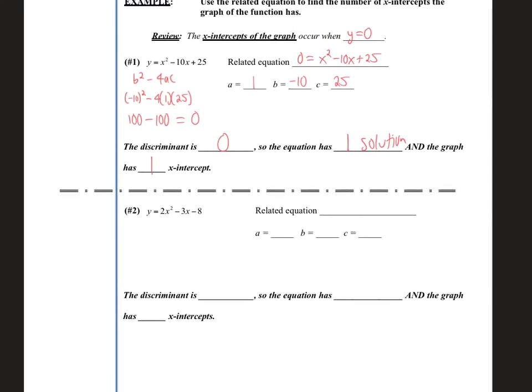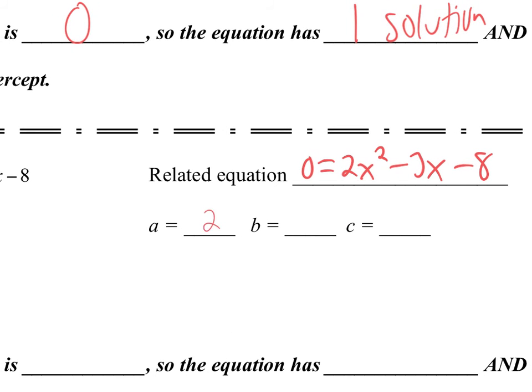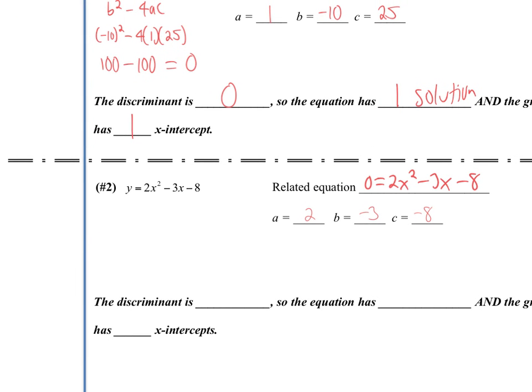Same thing. Why don't you do the same thing we just did here and solve for number 2. Okay, related equation. We have 0 equals 2x squared minus 3x minus 8. What's our a, b, and c? Well, it's going to be 2, negative 3, and negative 8. So we're going to plug into b squared minus 4ac. So b squared is negative 3 squared minus 4 times a, which is 2, times c, which is negative 8.